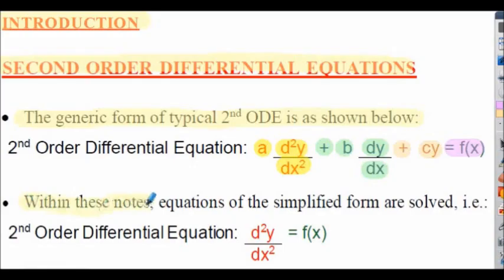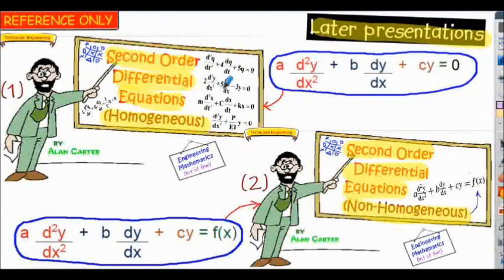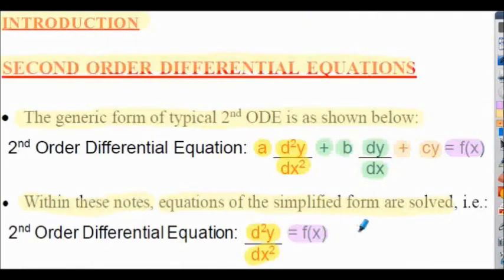Within this presentation, the equations have a simplified form, as shown below. d2y by dx squared is equal to a function of x. If you want to see solutions to the generic form, shown here, there are separate presentations related to the solution of the second order differential equations. But let's now consider the solution process for the simplified form of the second order differential equation.